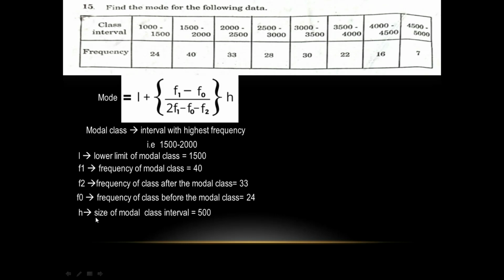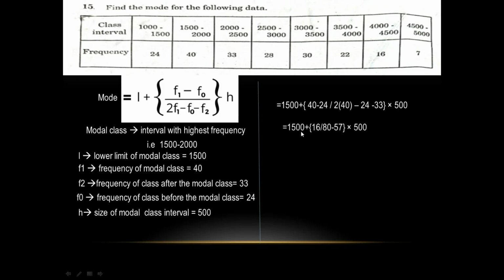So H means size of the modal class interval. So this is the modal class, and the size of this is we have to subtract 2000 minus 1500, that is 500. So we have taken H as 500. So in order to find this mode, we have to substitute all these values into this formula. So that we get 1500 plus 40 minus 24 divided by 2 into 40 minus 24 minus 33, into 500.